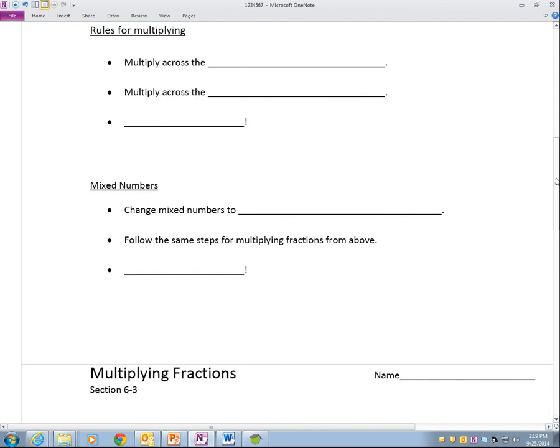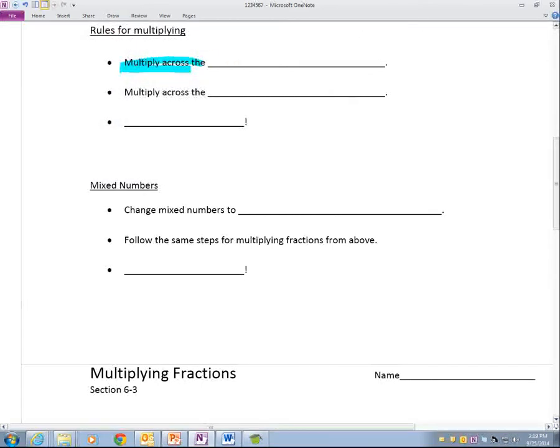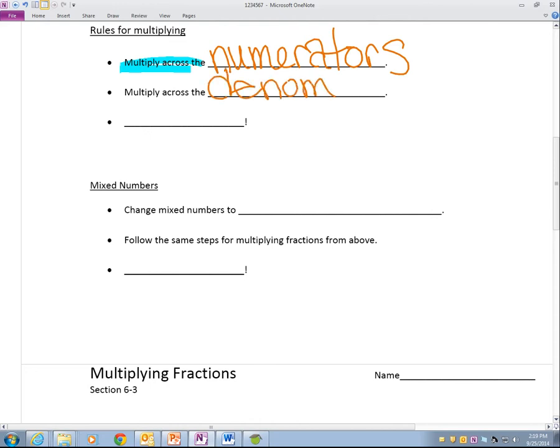Okay. Now, here is the thing that you learned last year as 6th graders, because my 6th graders are joining right now. It said, rules for multiplying. A, keep your mouth closed. Yes. 2, multiply across the numerators. Numerators. And multiply across the, what is it? Yeah, denominators. Denominators.